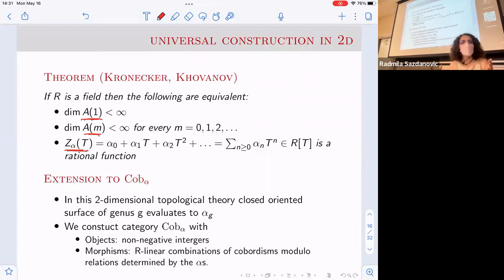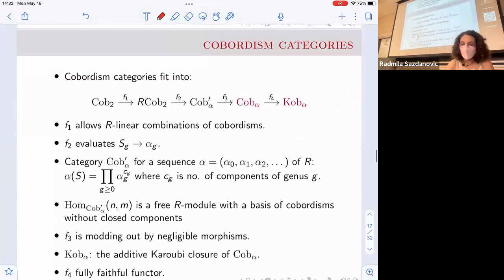So now we're going to take this whole setup and extend it to something that I'm denoting by Cob alpha. Again, that's going to be a two-dimensional topological theory where every closed oriented surface of genus G evaluates to alpha G. But in order to get this Deligne category, we're actually going to look at the constant alpha, the one that assigns the same thing to each genus, so they're all treated the same. This Cob alpha again has objects the non-negative integers, and morphisms are linear combinations of cobordisms quotiented out by the relation that we have.